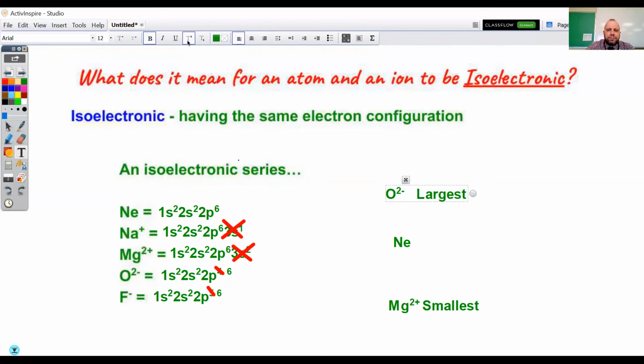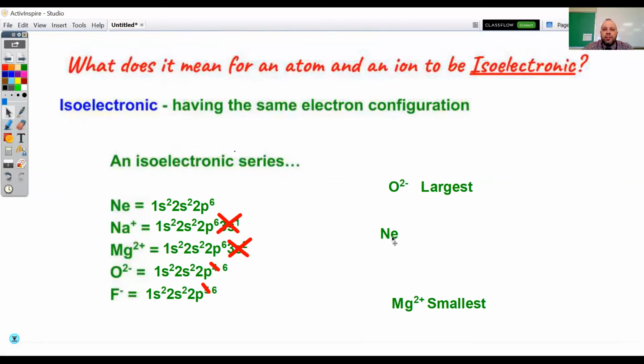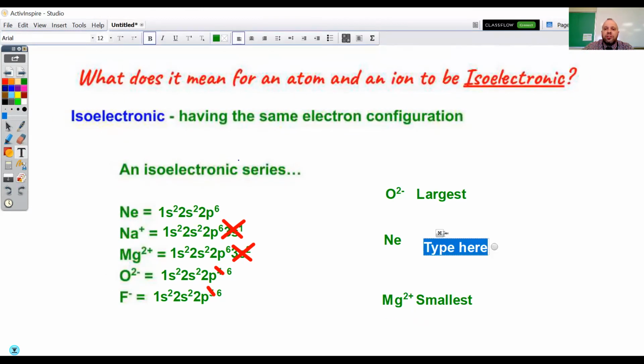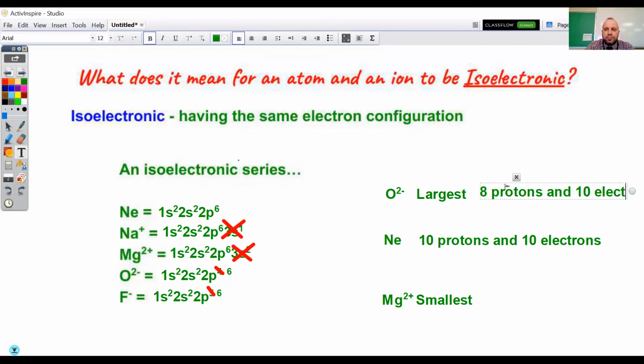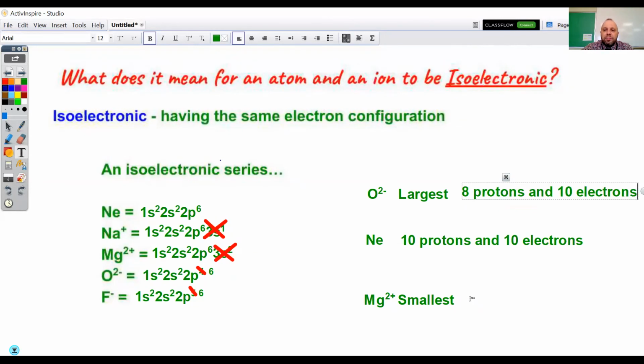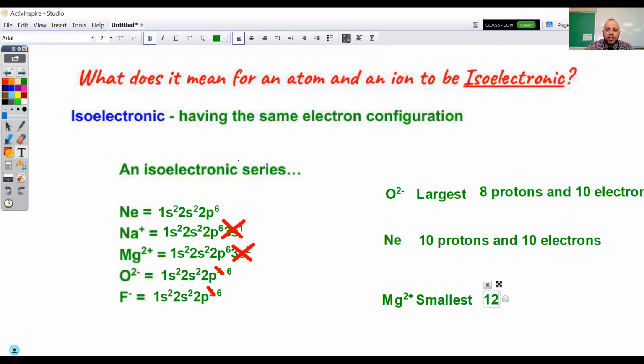Now, what makes one small and one large if they all have the same number of electrons? Well, it has to do with their number of protons. So in the case of neon, we have 10 protons holding on to 10 electrons. In the case of oxygen, we have only 8 protons holding on to 10 electrons. And in the case of magnesium, we have 12 protons holding on to 10 electrons.